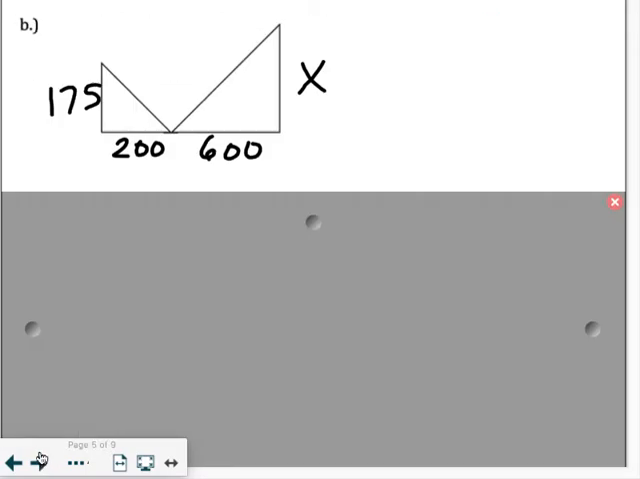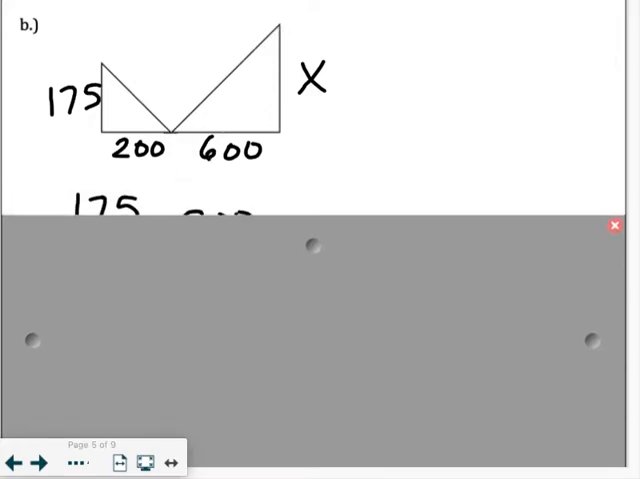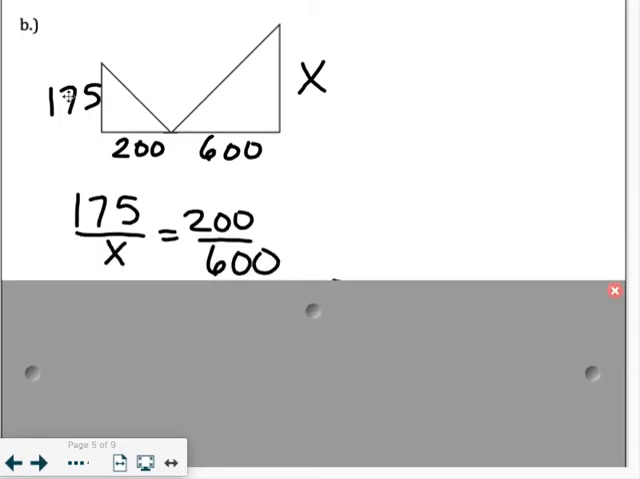Let's look at another example of that. So this time we're measuring in centimeters. Let's say that I'm 175 centimeters tall. I placed a mirror on the ground 600 meters from the base of the tree, and I had to walk backwards 200 centimeters until I could look down at the mirror and see the top of the tree. Okay, so then this proportion might look like 175 over x equals 200 over 600, or 175 over 200 equals x over 600.